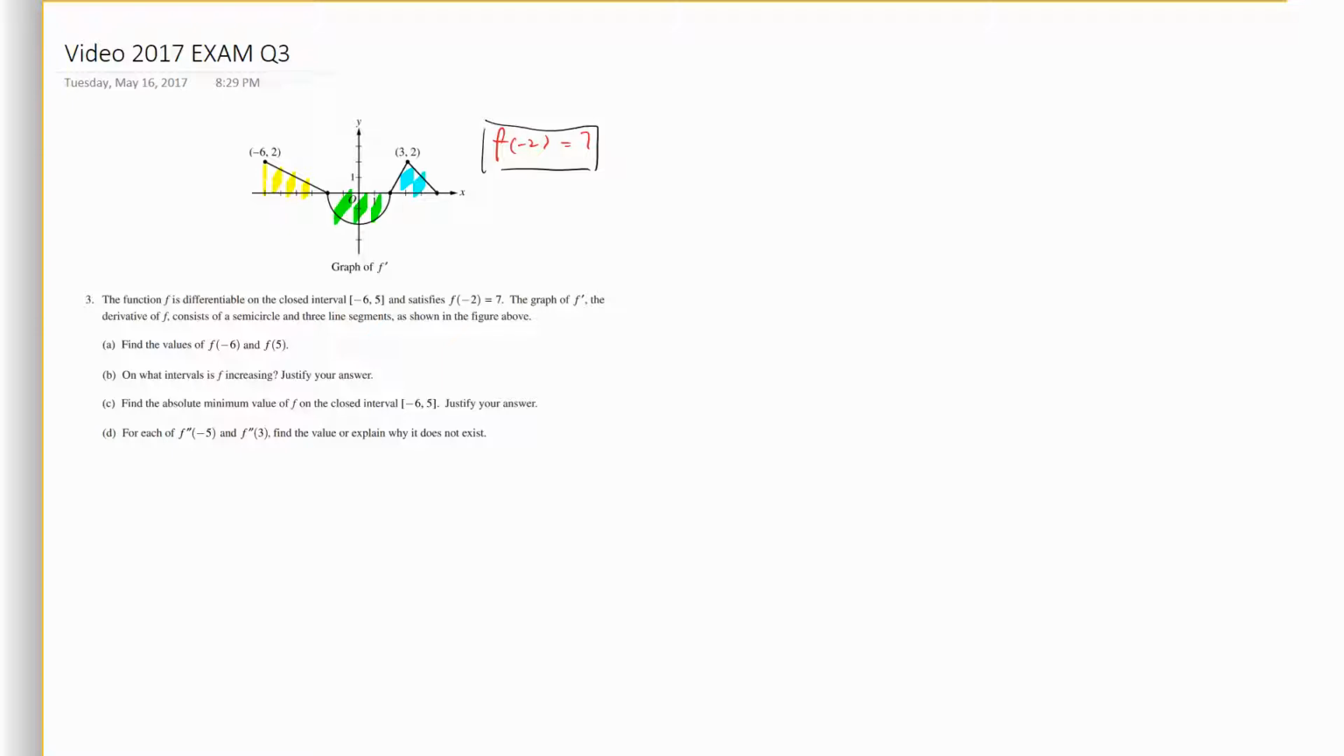As we read the question, we get a sense that it is going to ask us about derivatives and antiderivatives, and the definition of antiderivative, which is the area under the curve under f prime of x. So let's look at the first question together. Question A. Find the value of f of -6 and f of 5.